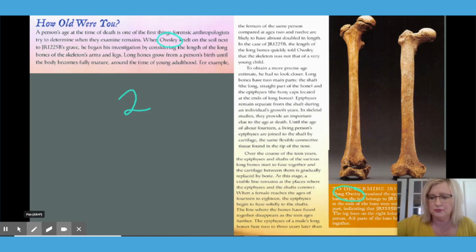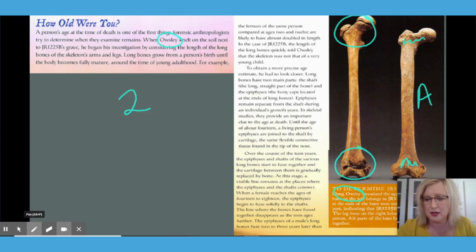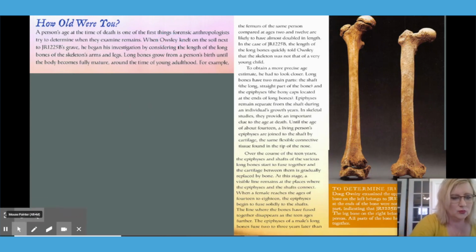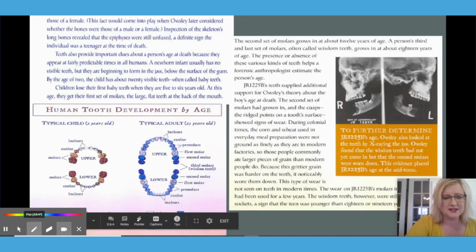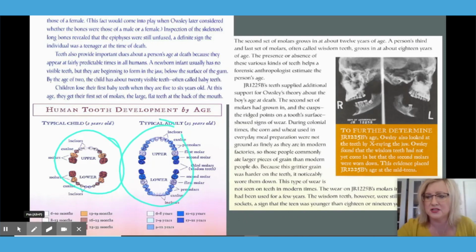Notice Owsley is even mentioned here. It talks about the examination of leg bones, and this one was an adult because of the fusion that had already happened here and here that had not happened with JR1225B, thus showing that these bones were not adult but younger. And then it further has the conversation about the teeth and making comparisons. And I believe it showed that he had a wisdom tooth that had not yet come in to his mouth yet, but it showed that some second molars were worn down. And so they were able to tell with both the teeth and the bones that the teen was younger than 18 or 19 years old, placing him in his mid-teens.